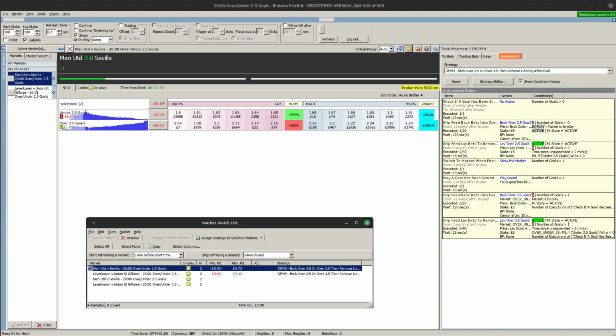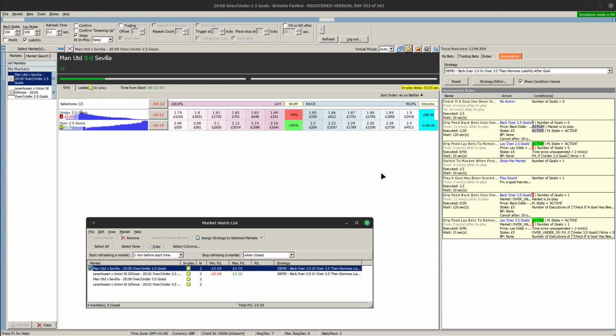Okay, we're now into the 11 plus minutes part, and our drip feed for the bets into the over 2.5 goals market is working now on both matches, as you can see in the market watch list. So these will loop round, and every 2 minutes it'll put in a £5 bet.